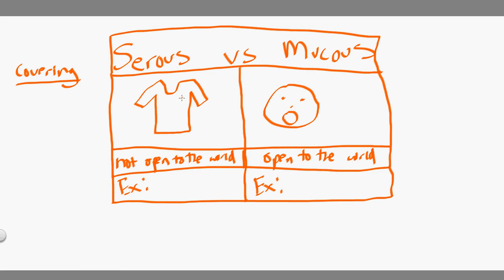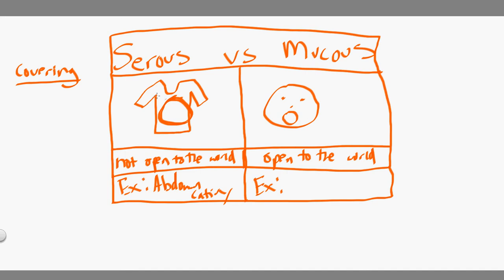So an example of the serous membrane would be the abdominal cavity. Because any of the organs inside of here, if we have an abdominal cavity, and we have the heart, and we have the intestines and all those other things in here, this is a serous membrane because it's covered. All of that stuff is inside of that serous membrane, and it's not open to the world. Meaning, to get to these organs, you need to have an operation.